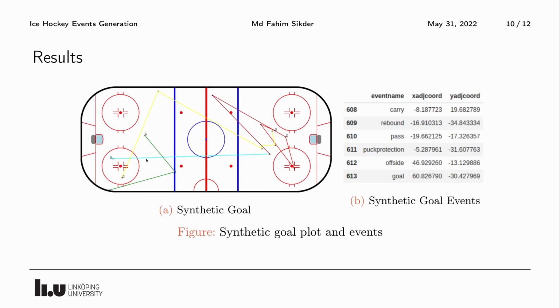Here in the left figure we have shown the 4 individual sequence of events that leads to a goal. The G represents the position the goal is scored, and the right figure shows one individual sequence of events and their corresponding coordinates. These are all synthetic data.